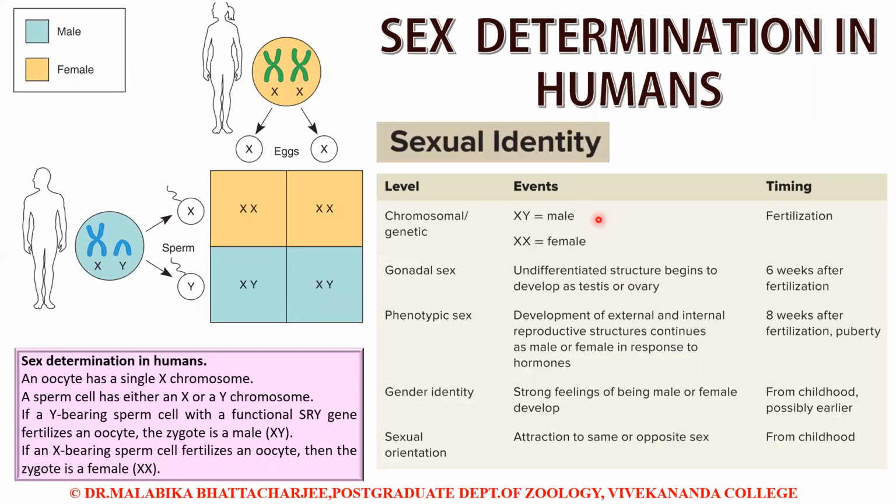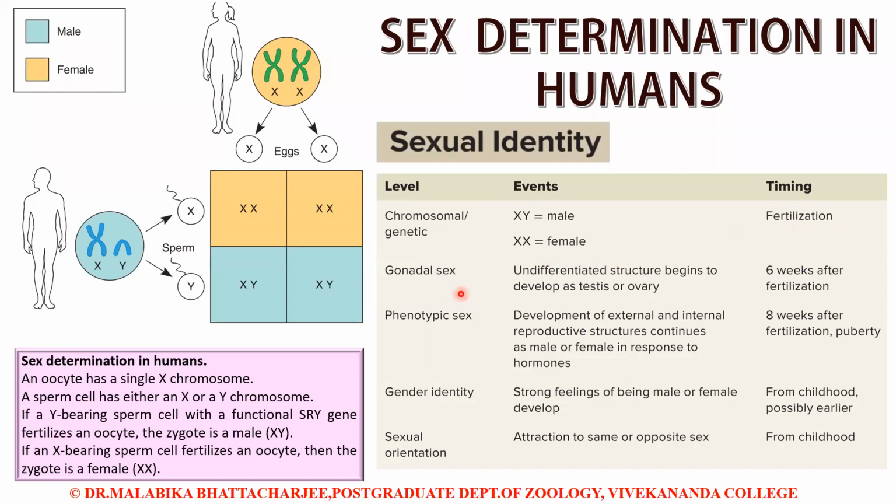Now, when we talk about sexual identities, they occur at various levels. If we start with the levels, there is a chromosomal component where XY is male and XX is female. So this decision of whether the zygote will be a male or a female depends on the chromosomal composition and occurs at the time of fertilization.